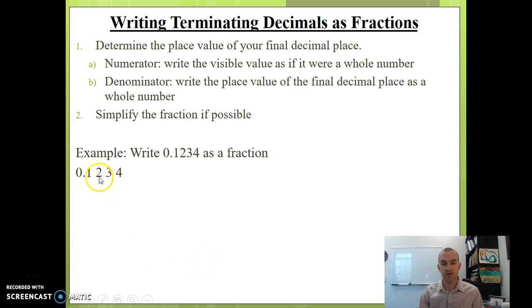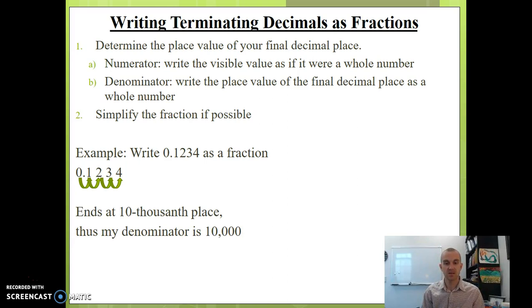This is 1,234 ten-thousandths. So that right there should tell us that our denominator should be 10,000. But we can also count our decimal places, and we can go tenths, hundredths, thousandths, ten-thousandths, and so that tells us the denominator is 10,000. Also, look how many times we had to count to get to our final decimal place. That was 4 times, and here we have 4 zeros.